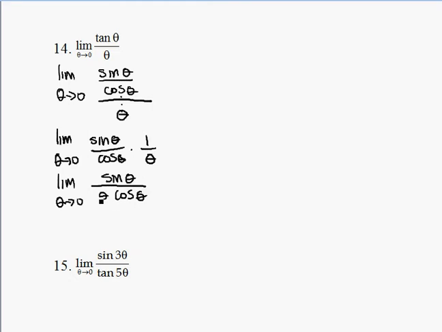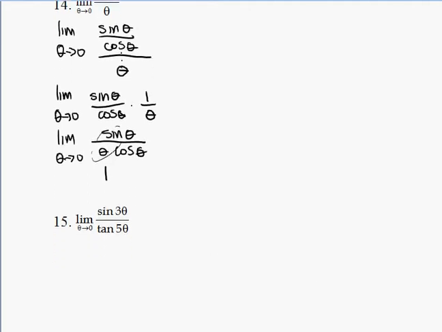And what's convenient about this right here? Well, what's sine theta over theta as theta goes to 0? 1. So this limit is 1. If I plug in 0 here, I get 1. So therefore, my limit is 1. Okay, only one more.